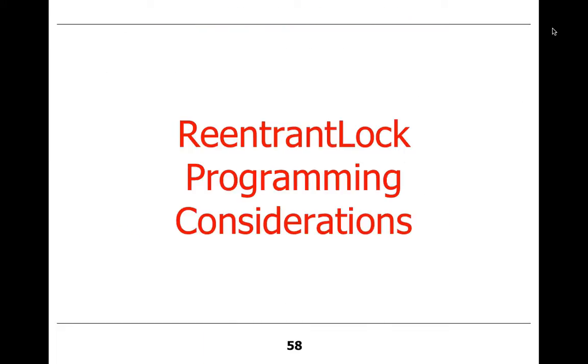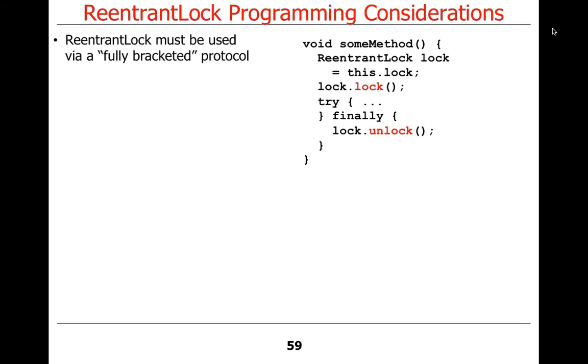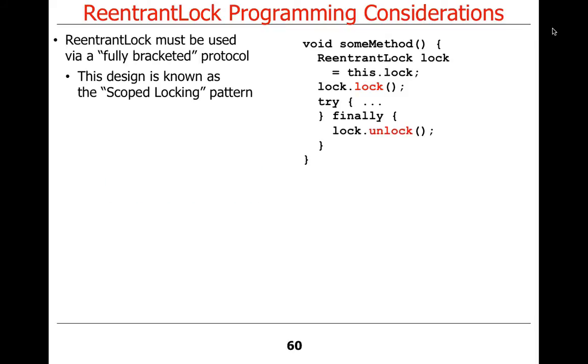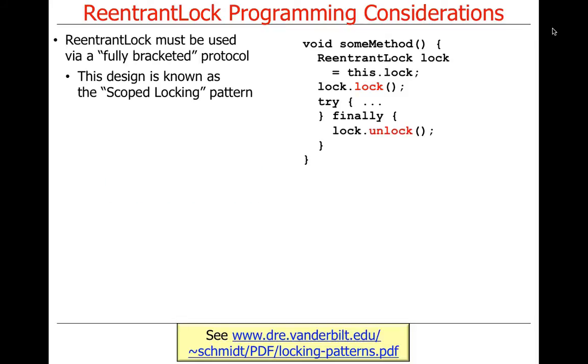OK. There's a bunch of things to think about when you program a ReentrantLock. ReentrantLocks have to be fully bracketed. Very important. Fully bracketed means the thread that acquires the lock must be the one to release it. That's what it means to be fully bracketed. So the same thread that acquires a lock is the same one to release it. This is also known as the scoped locking pattern. It's described here in a paper I wrote. It's also in the POSA 2 book.